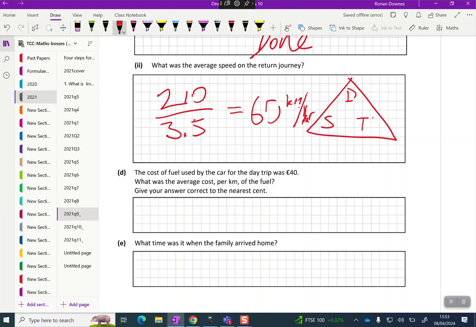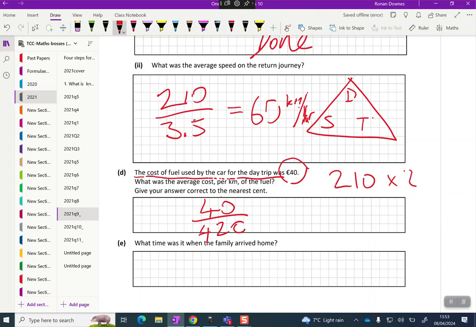So we're reading here: the cost of fuel used by the car for the day trip was €40. What was the average cost per kilometer of the fuel? So we assumed they didn't drive anywhere around Galway. So it's 210 multiplied by 2. So they travelled, what was the average cost per kilometre? So we're going to do cost on the top, €40, divided by the number of kilometres, which is 420.